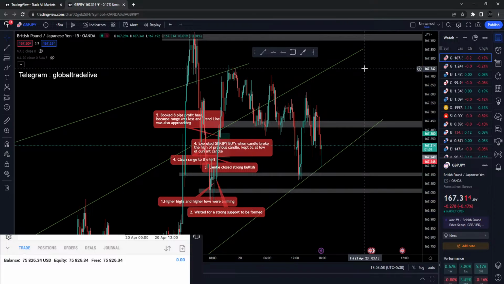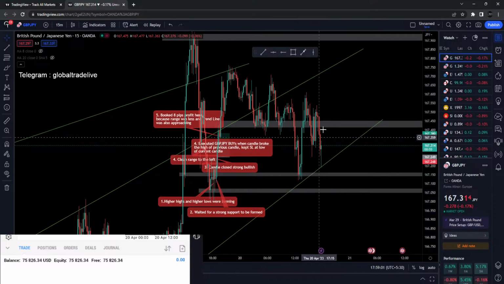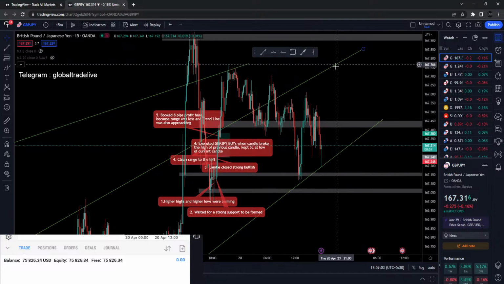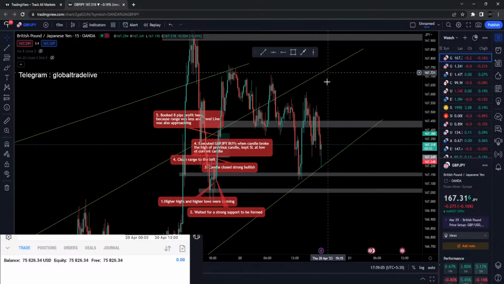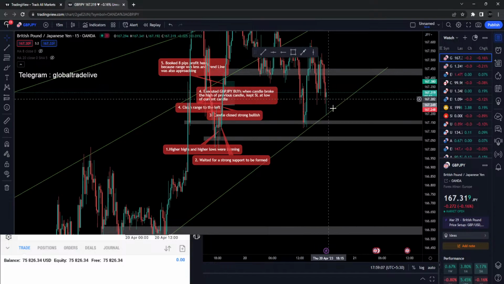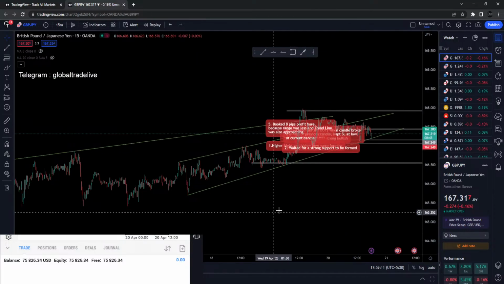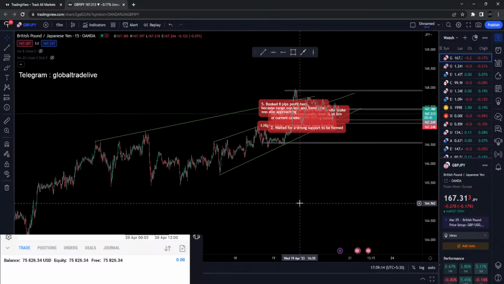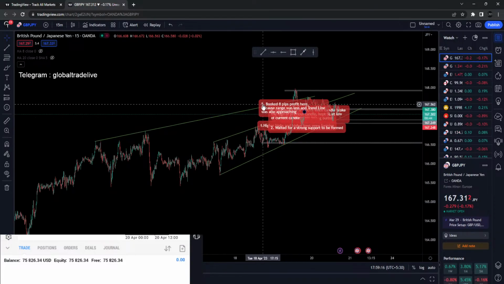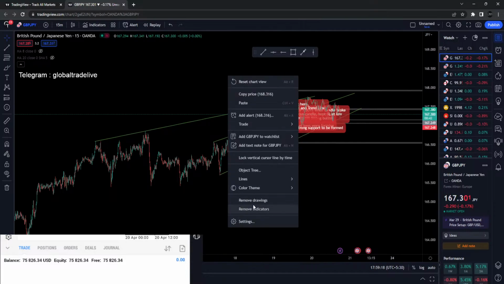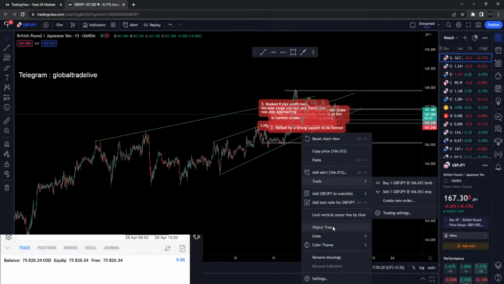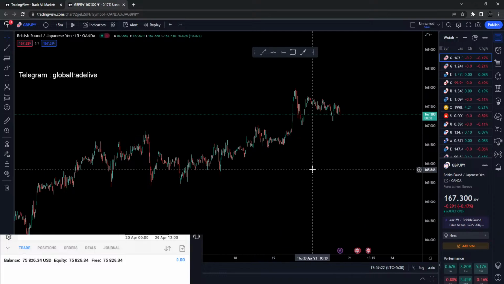I think if the market starts to move up, then this will be the point where the market will be going. Otherwise, if the market goes down, okay, let's just do one thing, let's draw everything again, because it looks really messy right now. Remove indicators, remove drawings.